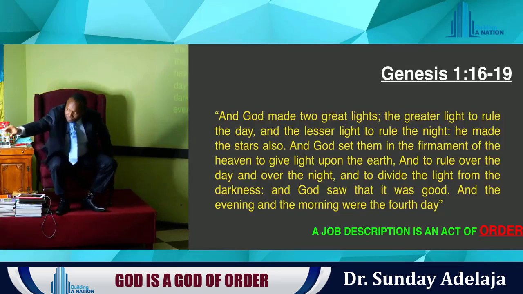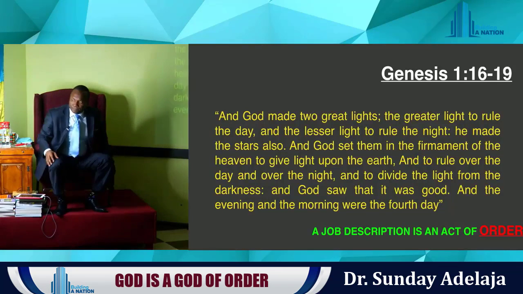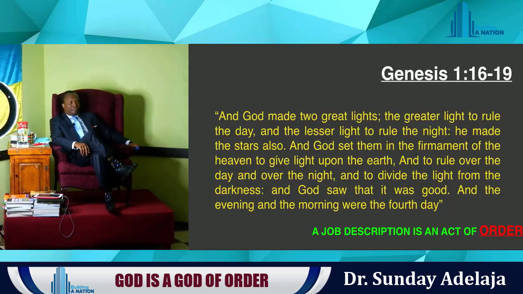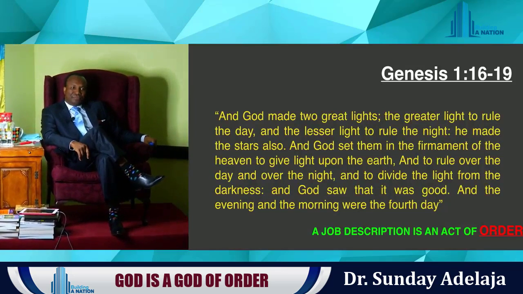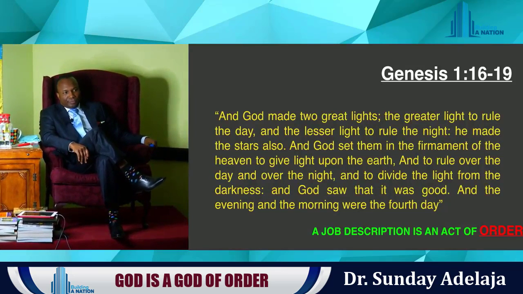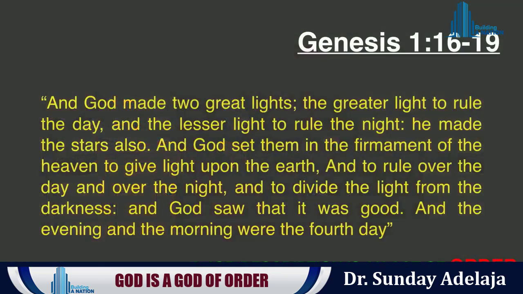Genesis 1:16 to 19. And God made two great lights, the greater light to rule the day, and the lesser light to rule the night. He made the stars also. And God set them in the firmament of the heaven to give light upon the earth, and to rule over the day and over the night, and to divide the light from the darkness. And God saw that it was good, and the evening and the morning were the fourth day.